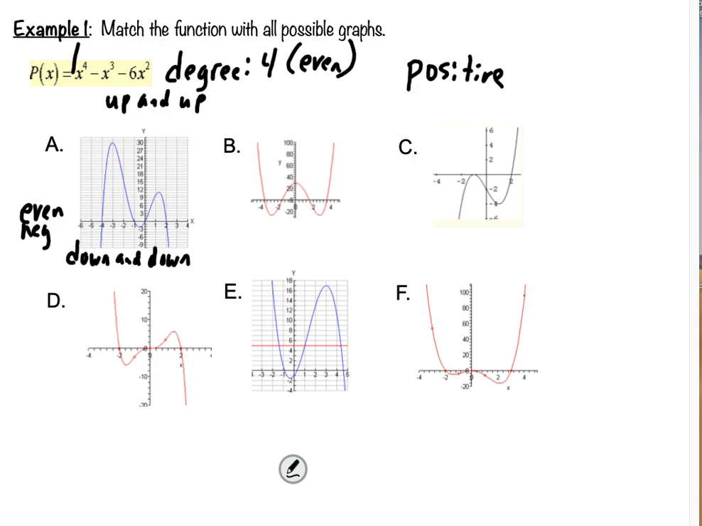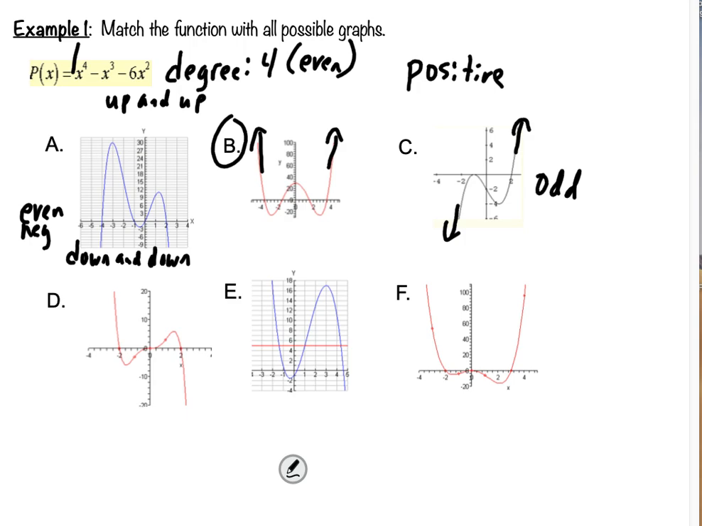Look at letter B. What's going on at the end behavior? It's going up and up. Up and up, that's exactly what we want. It would be even and positive. What about letter C? What happens at the ends? At the ends we have a down and we have an up. Those are opposite directions, so we always know opposite directions are odd.